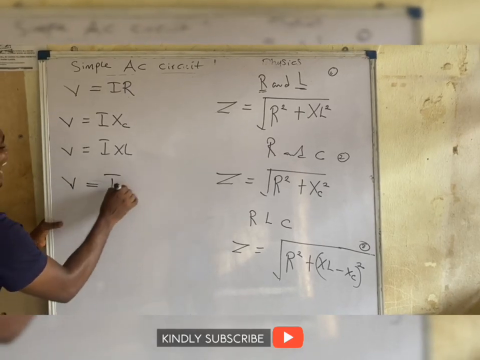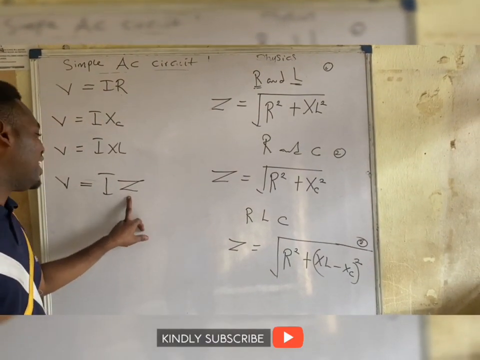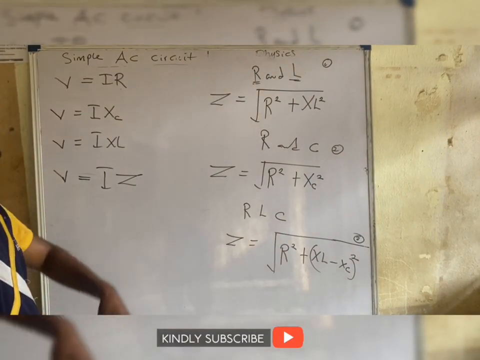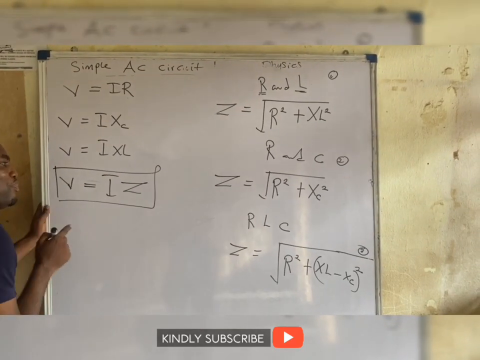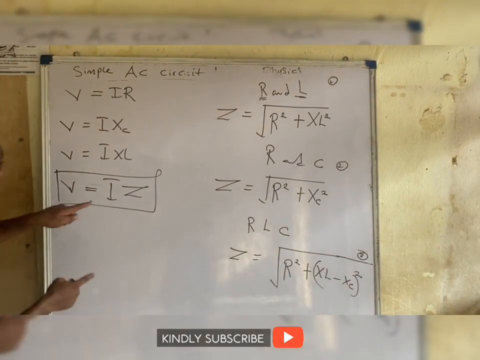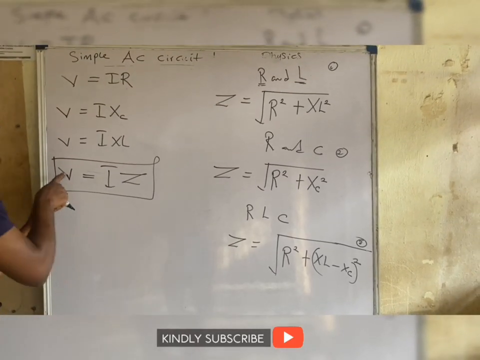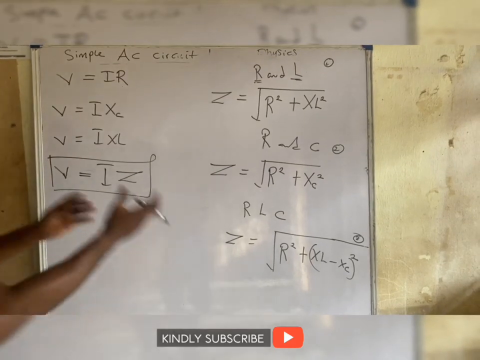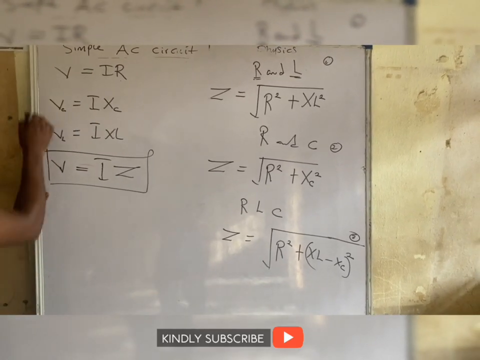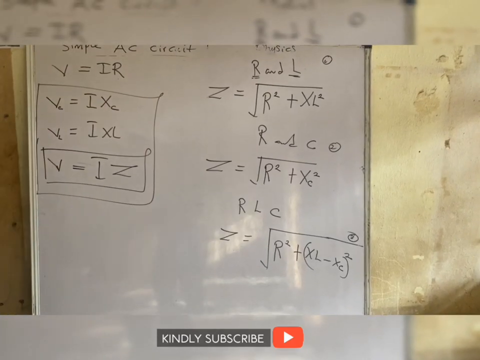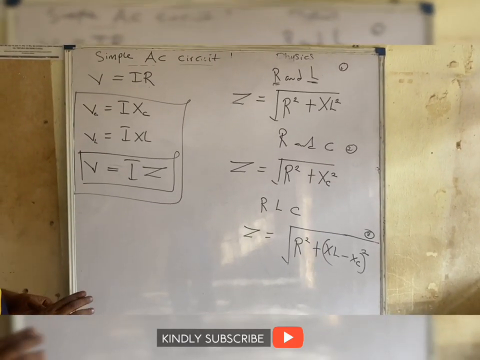Now what about the last one? I can write V is equal to IZ. Look at that. Is Z not a resistance? Yes, it is a resistance. What type of resistance? Total resistance. And what do we call that? Impedance. What does it mean? It then implies that in the last formula, Z is the total resistance, meaning that this current will be the total current in the circuit. Did you see that now? It also means that this voltage will be the total voltage in the circuit. So remember, I can call this VL and I can call this VC. Take note of these formulas. Very, very important when solving questions in AC circuits.